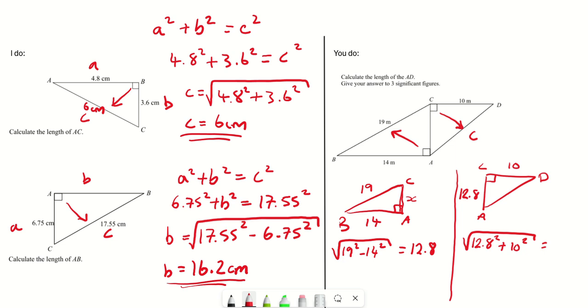So in the calculator, I'll press the ANS button. Squared plus 10 squared gives me an answer of 16.3 rounded to 3 significant figures.